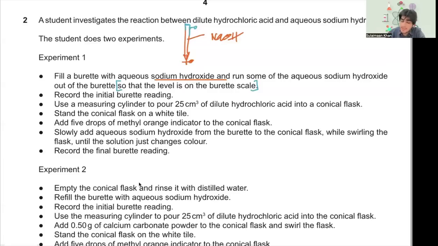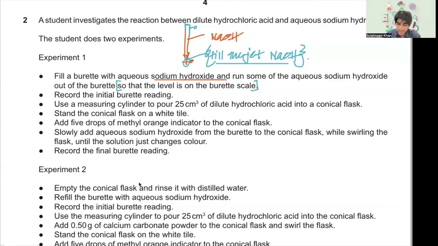And the second reason why he's doing it is to fill the burette jet with sodium hydroxide as well. So, to fill the jet with NaOH. Now, why does he do that? To have more accuracy, right? So these 2 reasons can be asked. Why do you let some of the sodium hydroxide out? Now, record the initial reading on the burette scale.